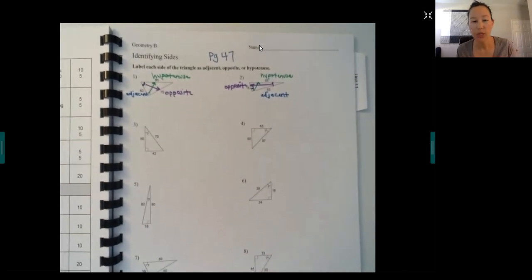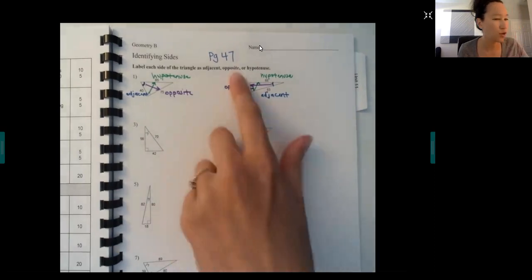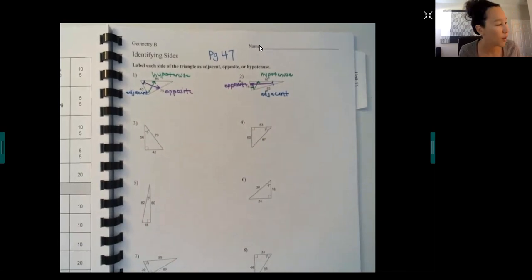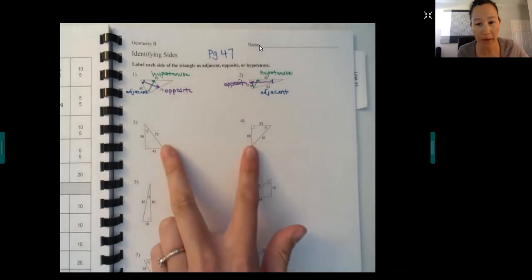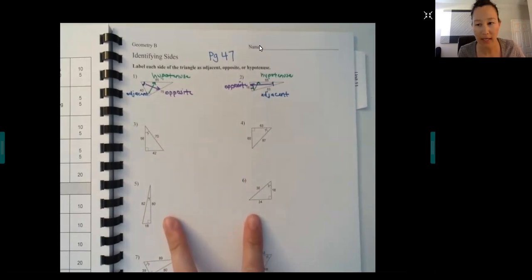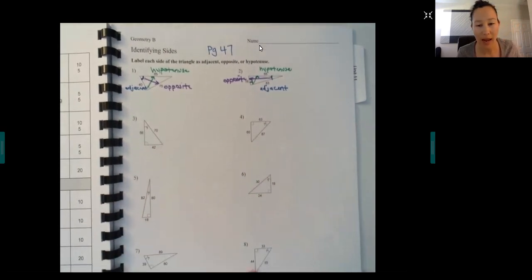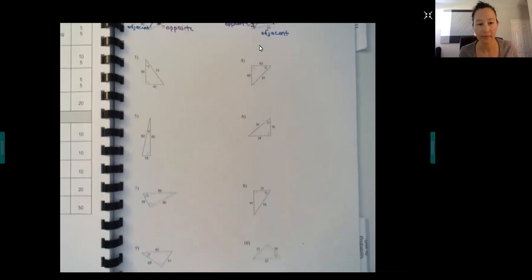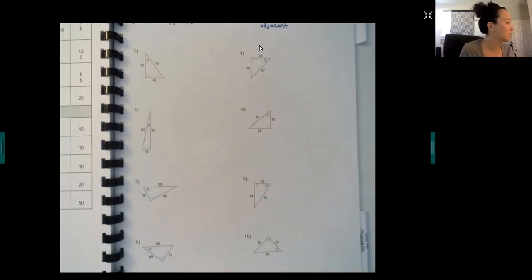Okay, so Jaden, I know you're just joining us. So we are on page 47. And let me throw up the notes for you in just a second. So I'm going to have Jose, can you do 3 and 4? Jade, 5 and 6. Jasmine, 7 and 8. And Elijah, 9 and 10. So go ahead and identify the sides on those 2 problems.